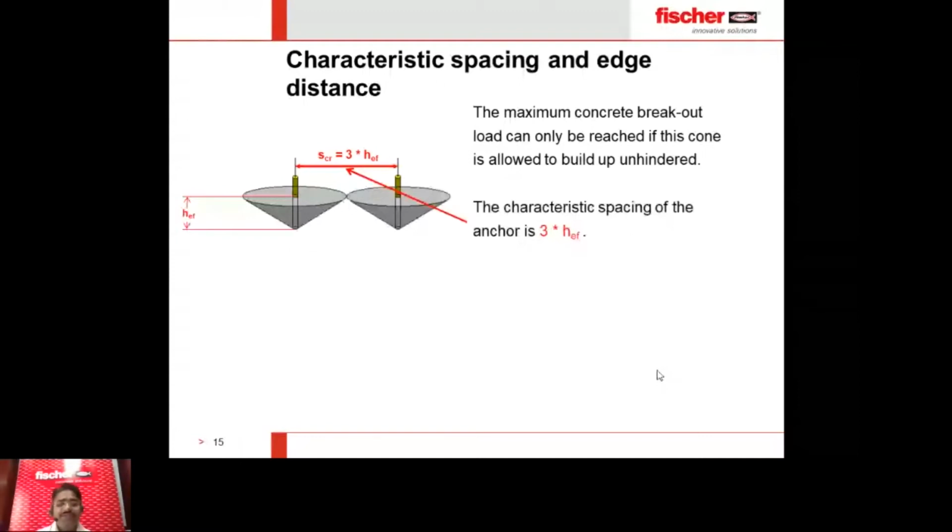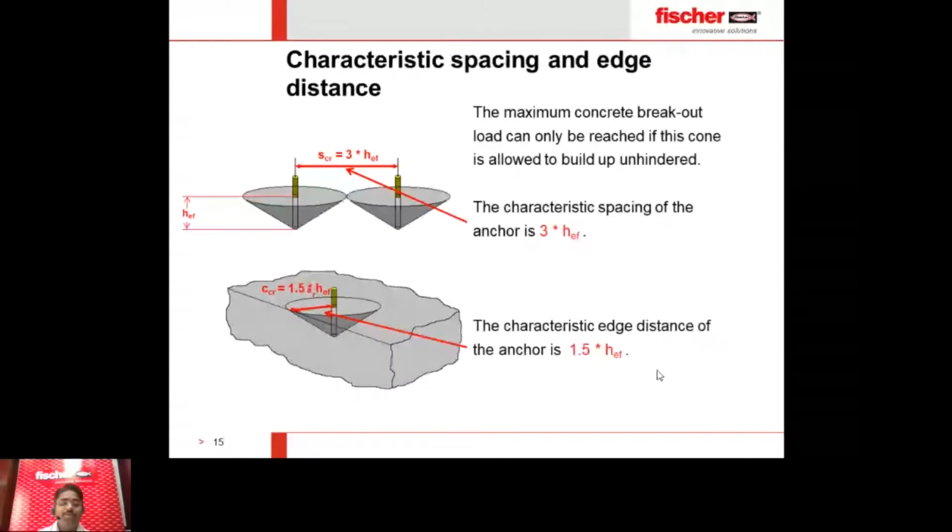There is edge failure, which is 1.5 times H effective. You can see here in the picture. So this is the cone, and half of the cone is 1.5 times H effective. If the anchor is 1.5 times H effective away from the edge, then there will be no influence from the edge, which is sometimes not possible to keep on site. So let's see how we can make it possible and what the solution will be.